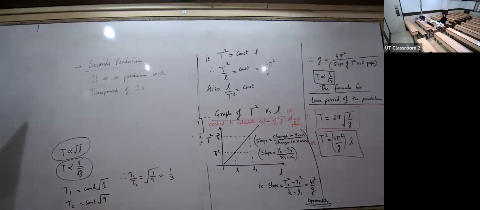Part A, what did you find? 2.5 seconds, right? So that is T square. So it is 2.5 square into 9.8 divided by 4 pi square. That will be L. Just verify, it will be 1.55.